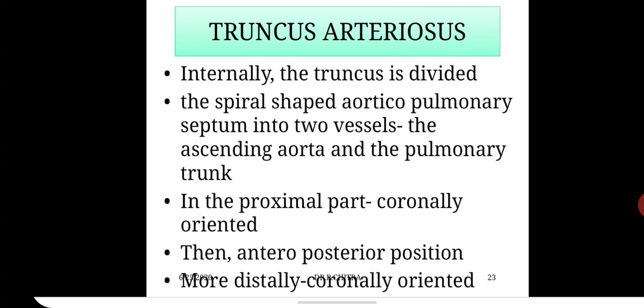If you see in the proximal part, the pulmonary trunk will be ventral and the ascending aorta will be dorsal. In the middle, if you see the relations, the pulmonary trunk will be on the right side and the ascending aorta will be on the left side. If you see in the distal part, the ascending aorta will be in the front and the pulmonary trunk in the posterior. So if you have seen these relations in the adult thorax, now you can appreciate this spiral shaped aorticopulmonary septum.